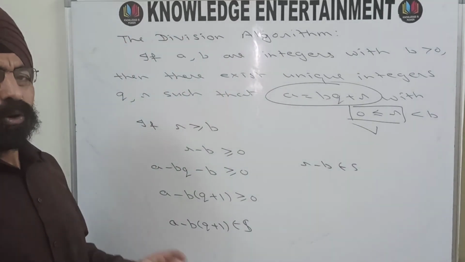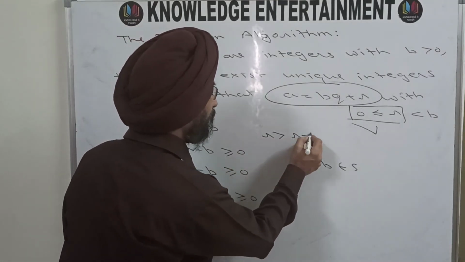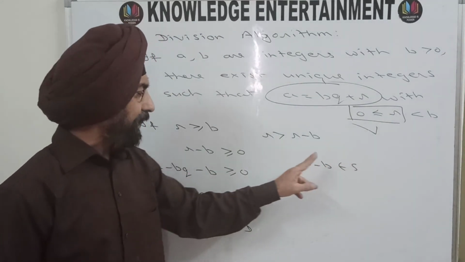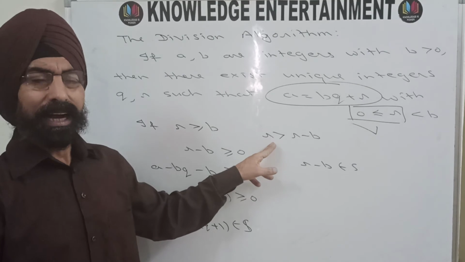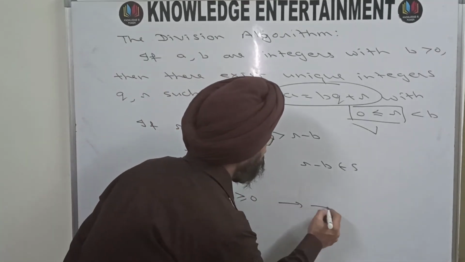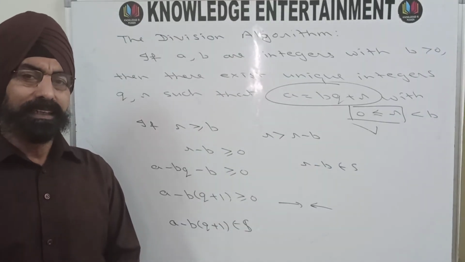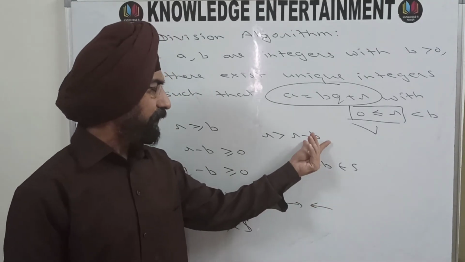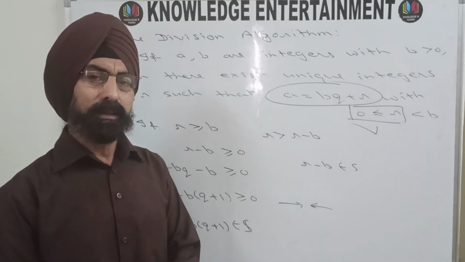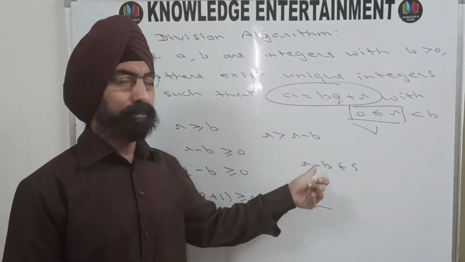And without any doubt, we know that R is greater than R minus B. So R minus B belongs to S and R minus B is smaller than R and is greater than or equal to 0. Which is a contradiction because we have taken R to be the smallest member of the set S. And here we are having another member which is smaller than R and belongs to S. That cannot be possible because R is the smallest member of S. How can a smaller number than R belong to S?